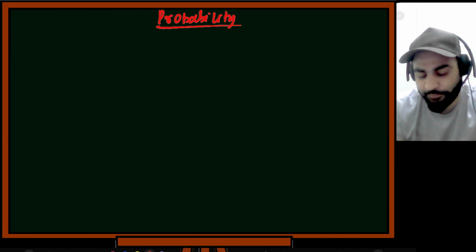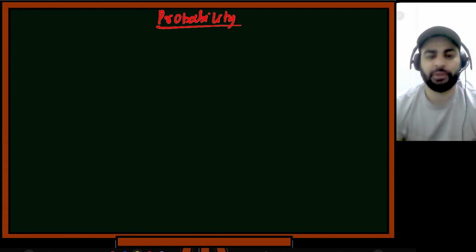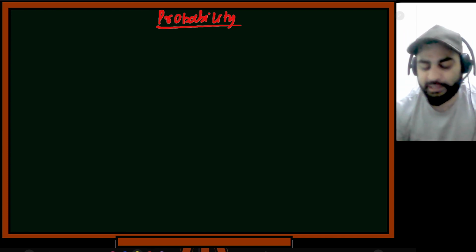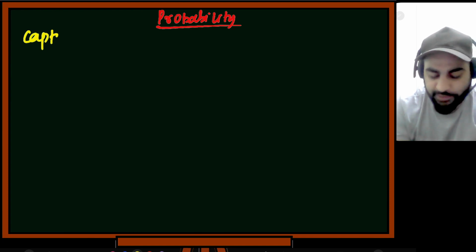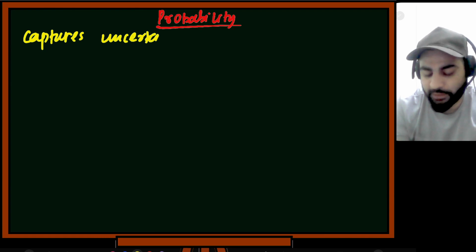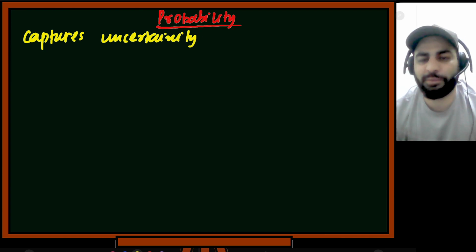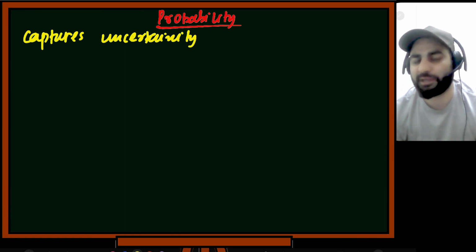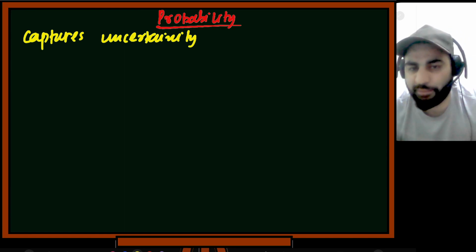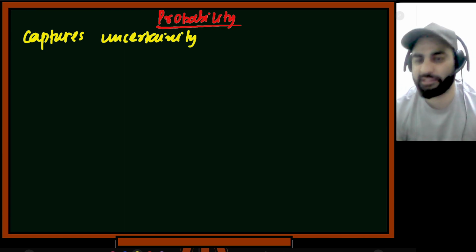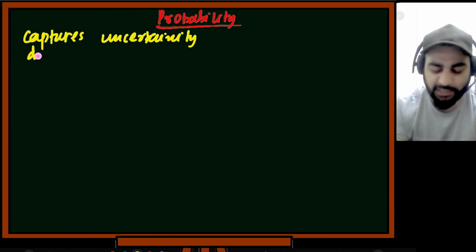Okay, so what is probability? Probability basically captures uncertainty. When we have some uncertainty, it captures it and gives us a mathematical model to deal with this uncertainty. Okay, it captures or deals with uncertainty.